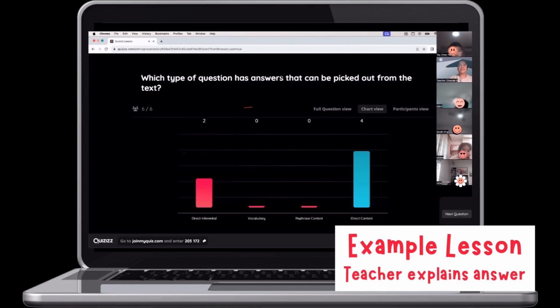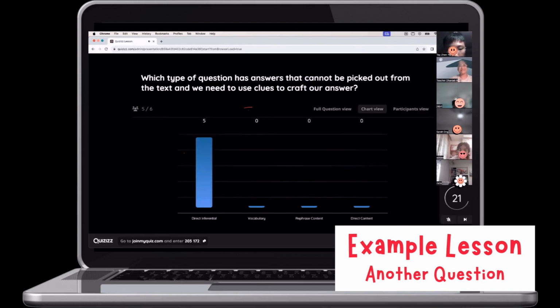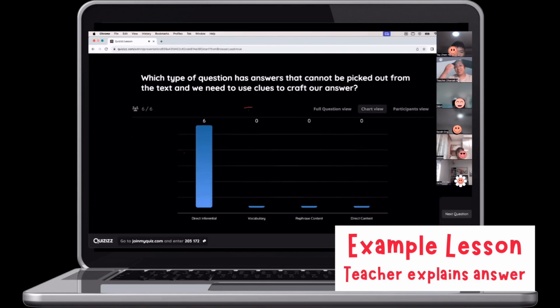So when we say that the answers can be taken from the text, it is direct content. If the clues are taken from the text and those clues help us with the answers, it's direct inferential. Nice job, everyone. So yes, based on what I said earlier, direct inferential is the question type where we get the clues and we use those clues to craft an answer.